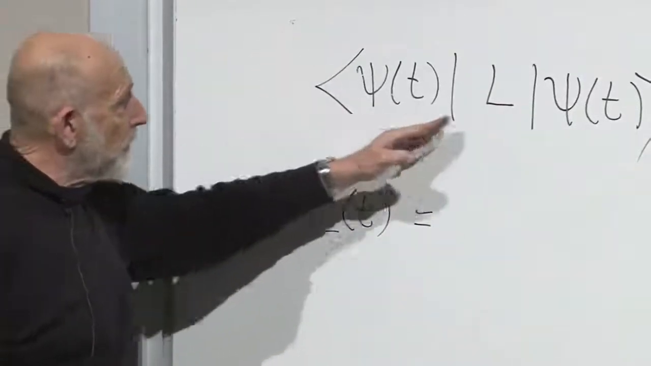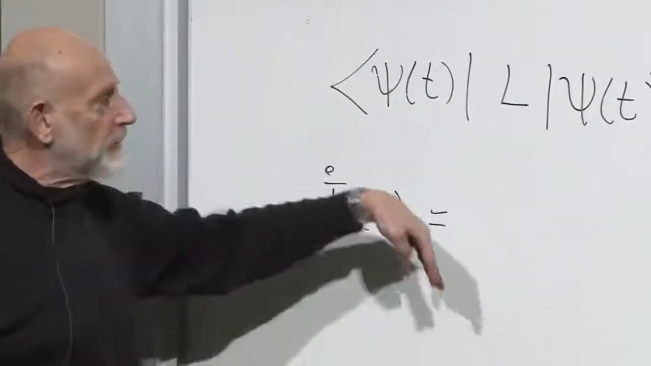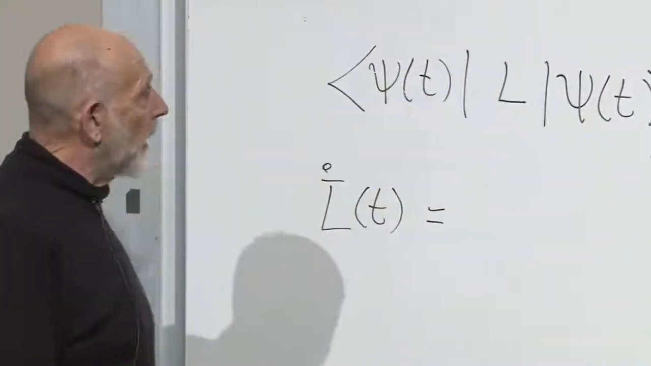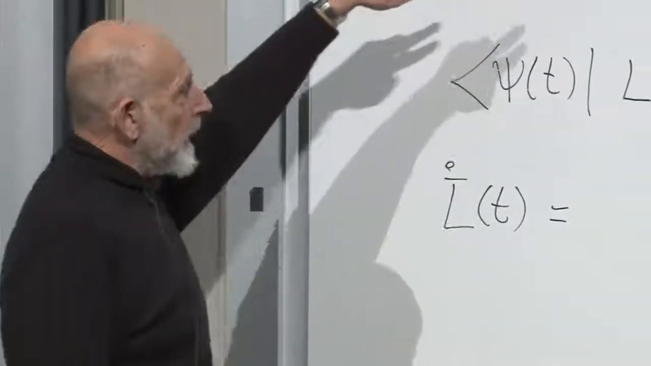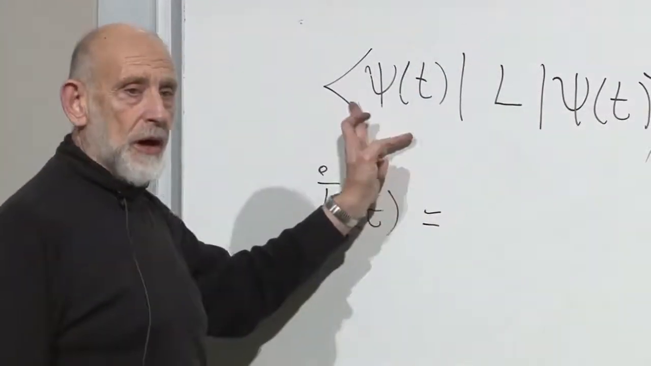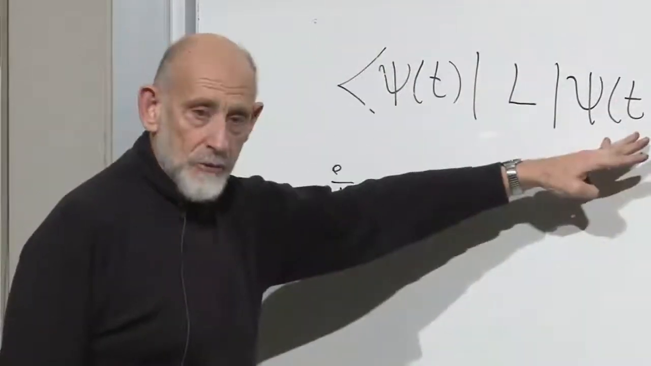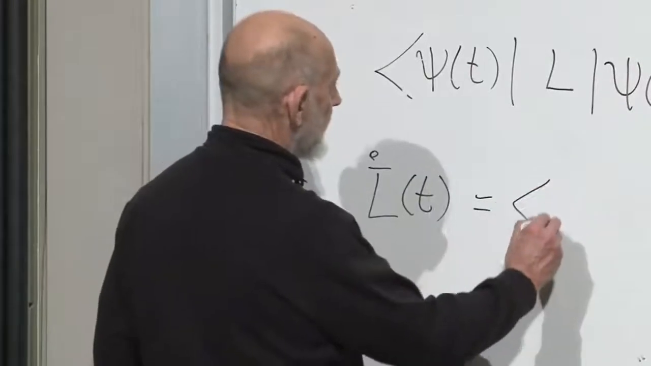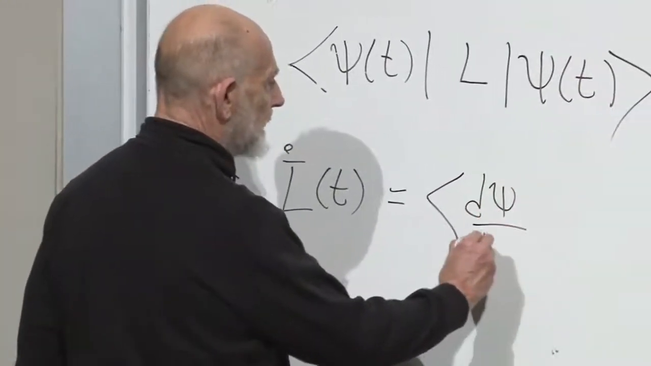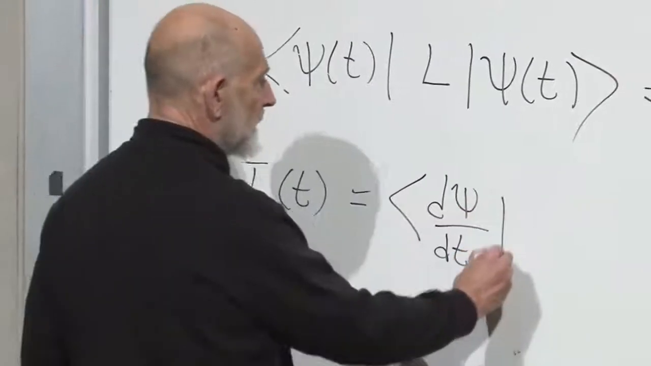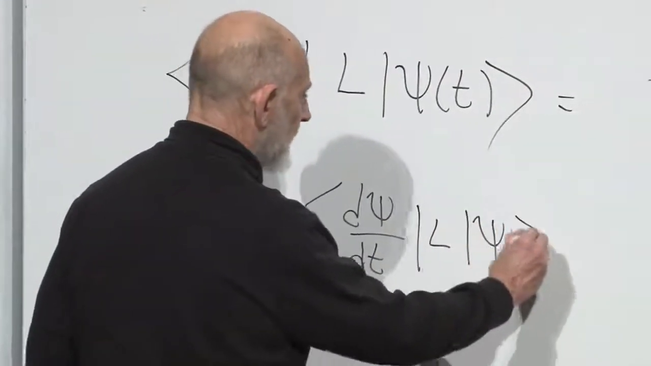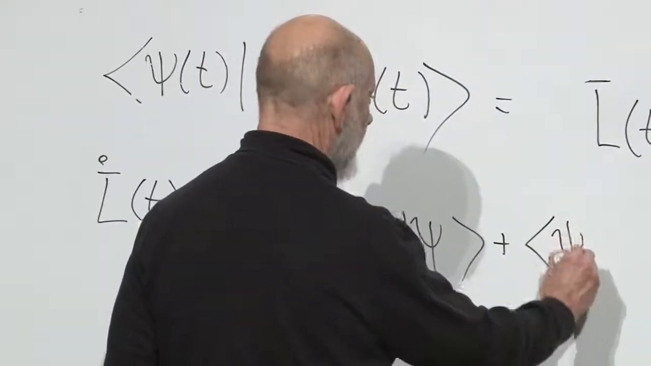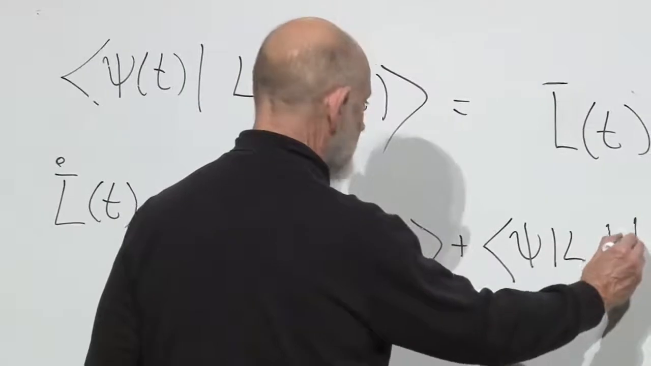When you take the time derivative of a product, and this can be a product of vectors, a product of numbers, a product of functions, the rule is always the same. It's the time derivative of one times the other plus the time derivative of the other times the one. That's very general. So this is going to equal d psi by dt, the bra vector, L psi, plus psi L d psi dt.